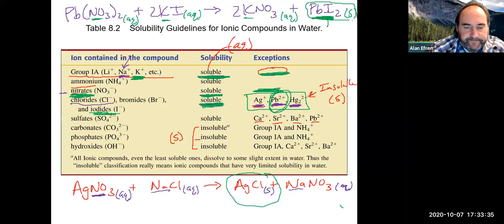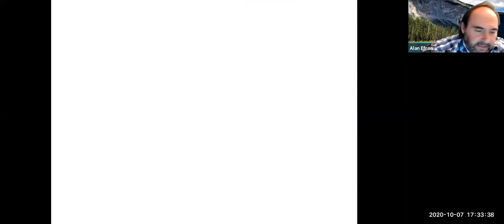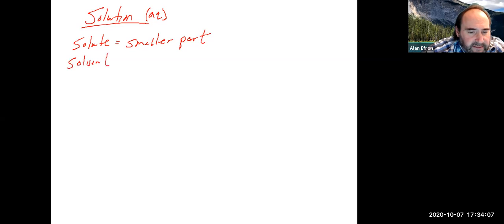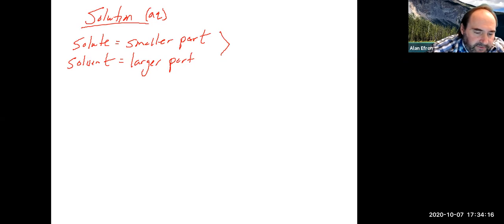And a couple of reminders here, as we talked about last time, a solution is really made up of two things. When we talk about a solution, it's also those things that we see in formulas or equations that have the aq symbol next to it, which usually indicates a solution. It's made up of the solute, which is the smaller part of the solution, and the solvent, which is the larger part of the solution. Both of those together is what makes up an actual solution.